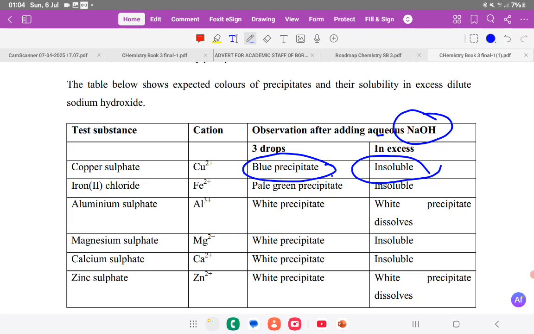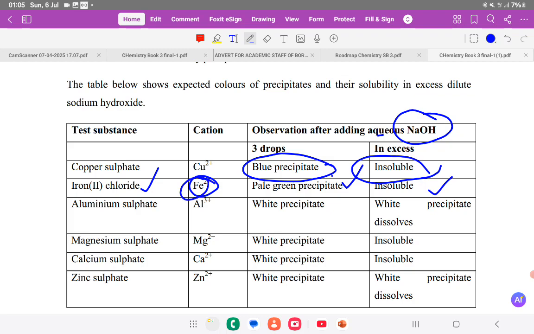All right? If you do the same with a solution that contains iron, the test will show, upon adding sodium hydroxide, a precipitate that is pale green, something like a faint green color. So you'll have a precipitate which is greenish. And upon adding more sodium hydroxide, the pale green precipitate still remains. Then that shows that the solution contains iron.